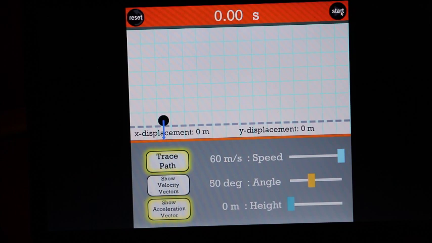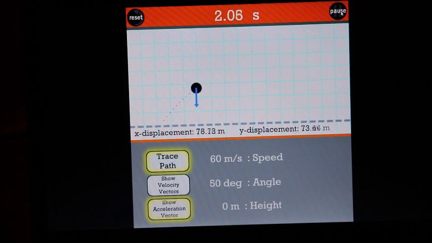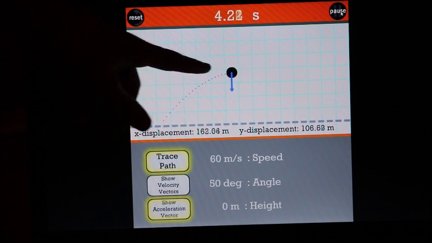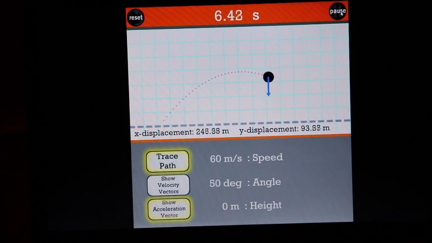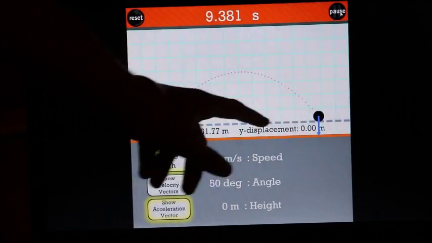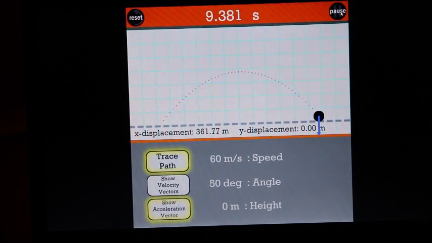And projectile motion, I'll press start. Okay, pretty quickly you can notice that the acceleration is a constant. Free fall, or acceleration of free fall on Earth, 9.8 meters per second squared, and there's no horizontal acceleration vector because there's no acceleration in the horizontal direction.